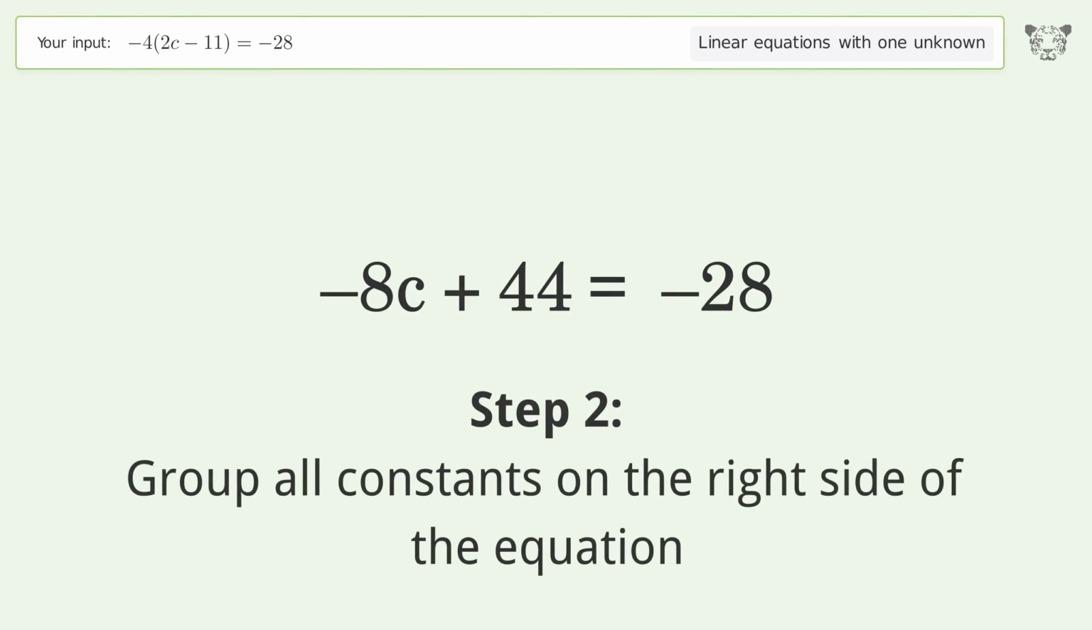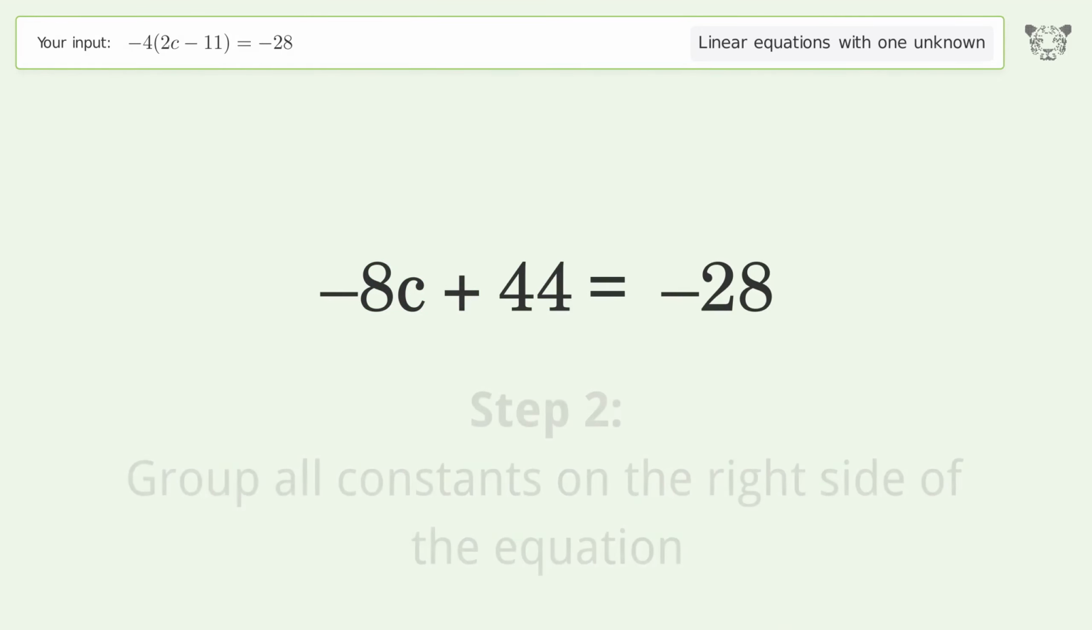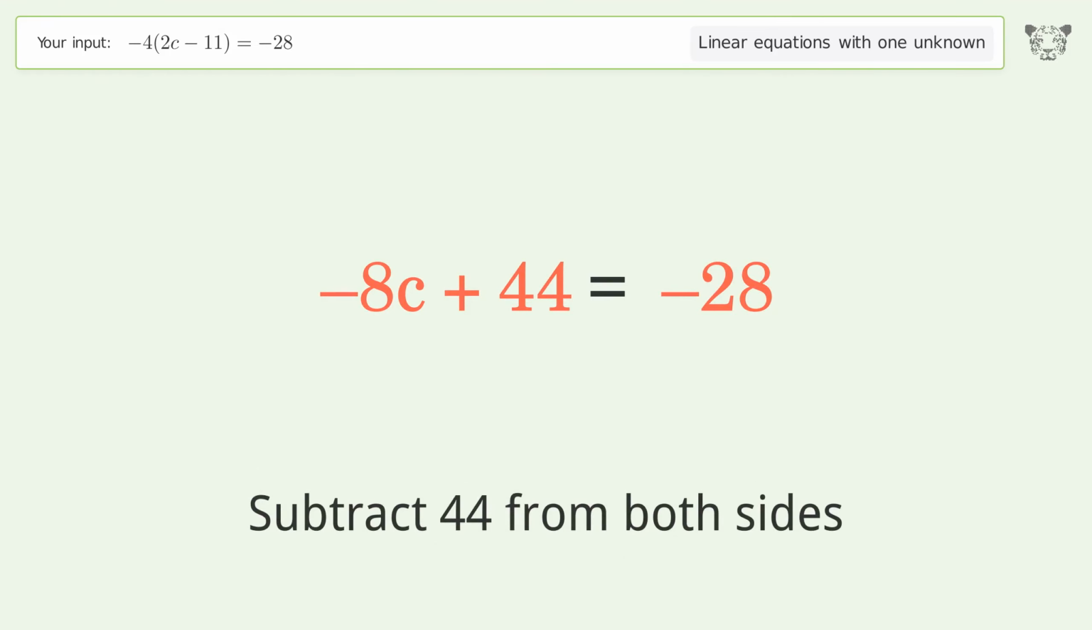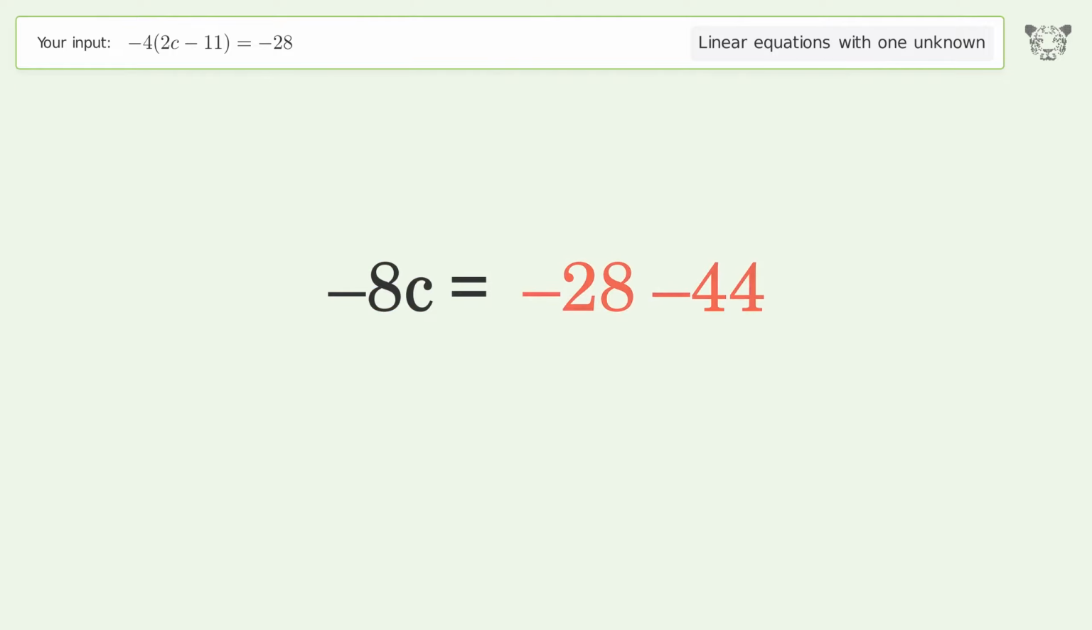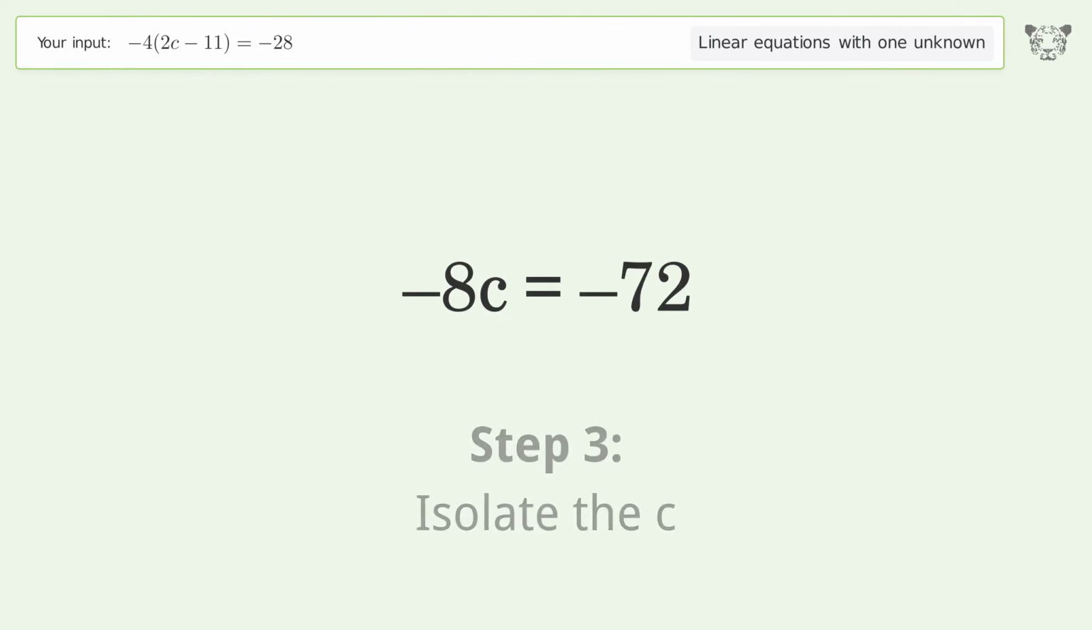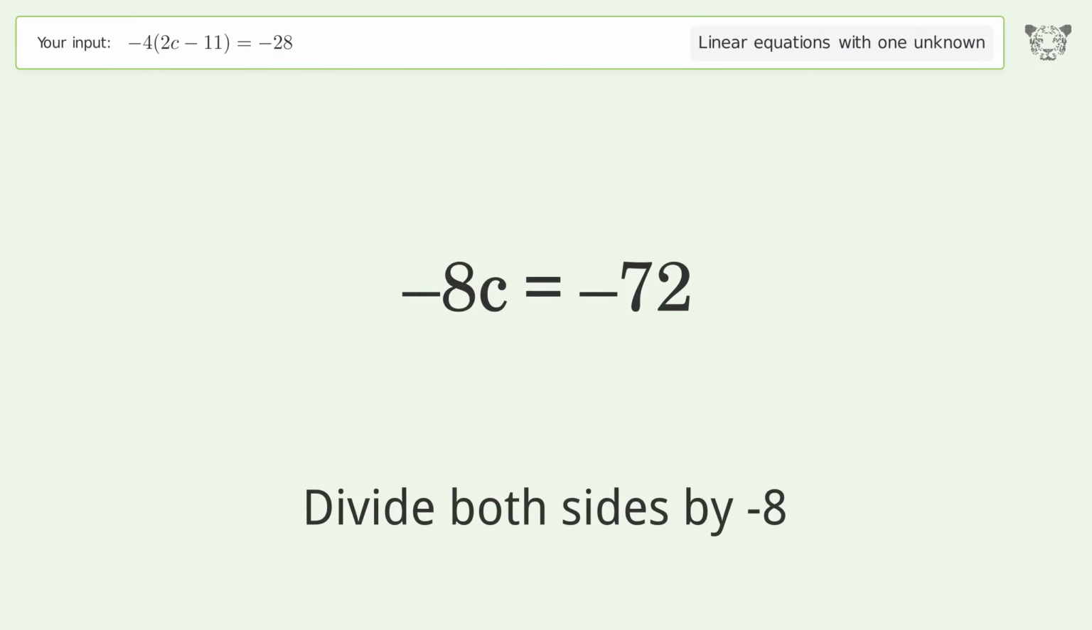Group all constants on the right side of the equation. Subtract 44 from both sides. Simplify the arithmetic. Isolate the c. Divide both sides by -8.